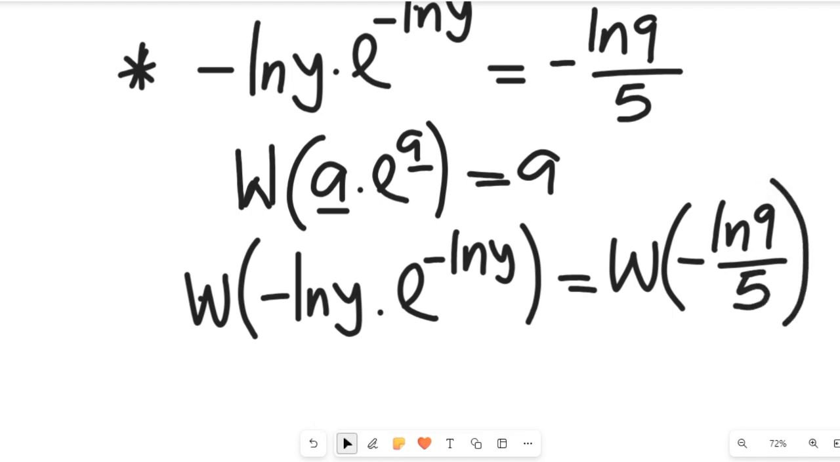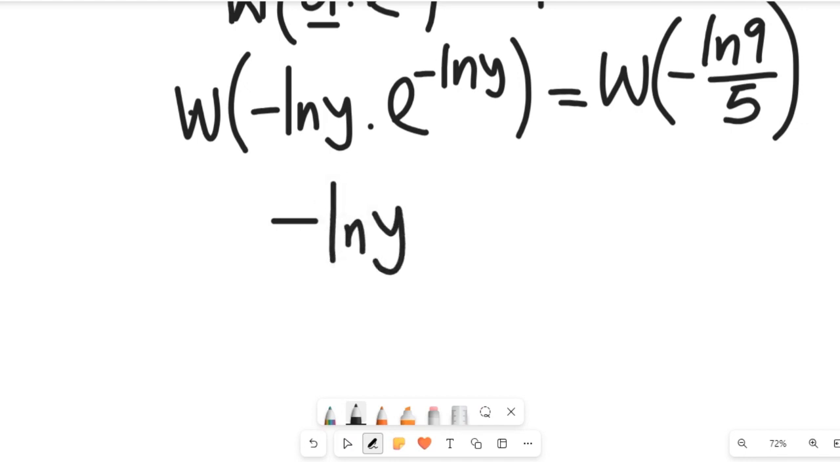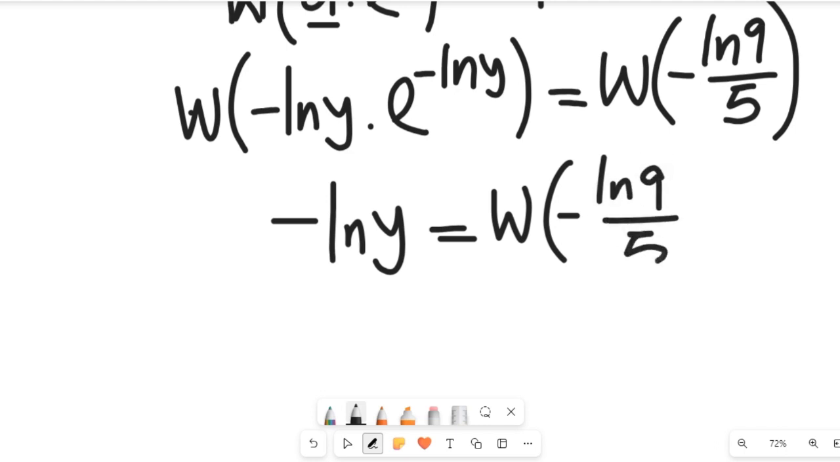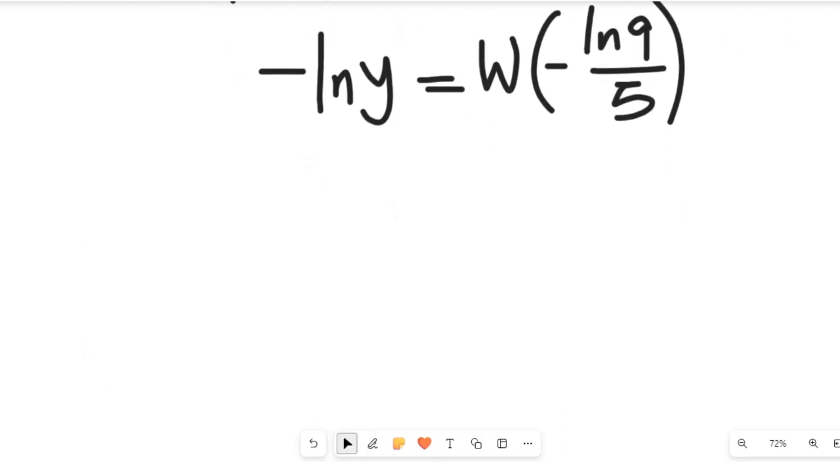So you see that that expression will now simply give us this, the negative of the natural log of y from this expression to be equal to the Lambert W function of the negative of the natural logarithm of 9 divided by what? 5. Great. Now let's simplify, because our main aim is to find the value of y.